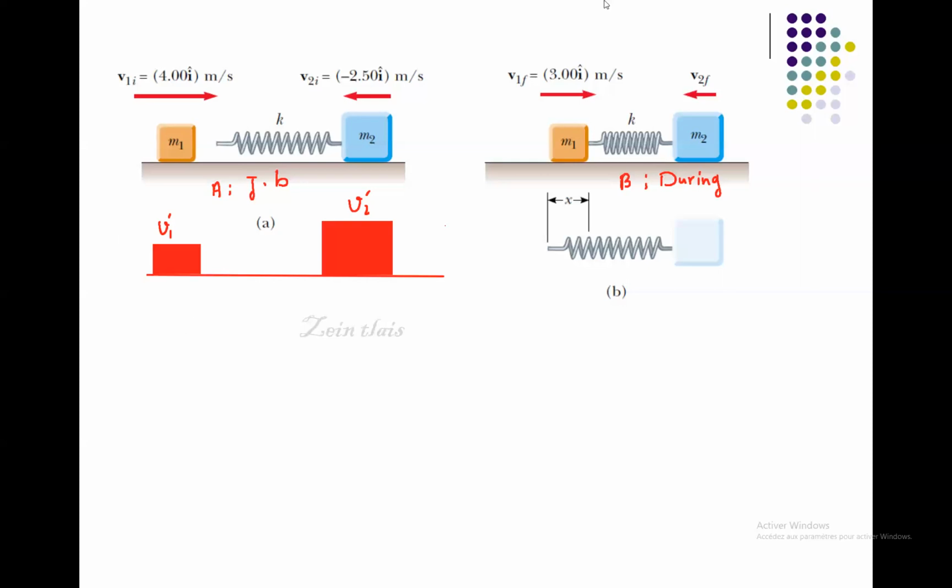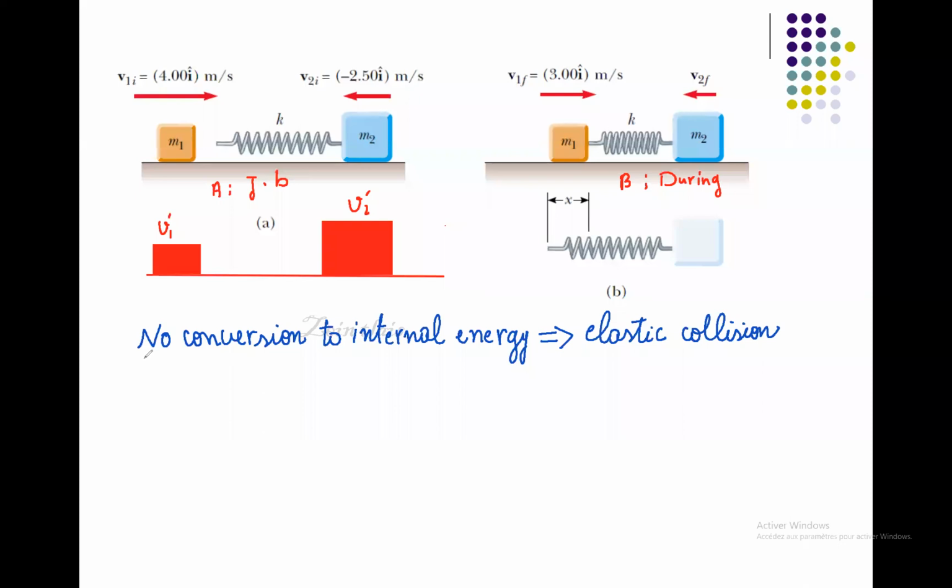We can write: no conversion to internal energy, so we have an elastic collision. In the case of elastic collision, first of all, P initial, or P at any position, equals P final. This is equation 1. The second equation: the kinetic energy just before collision equals the kinetic energy just after collision.